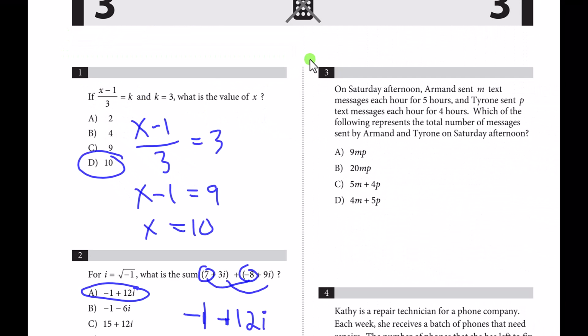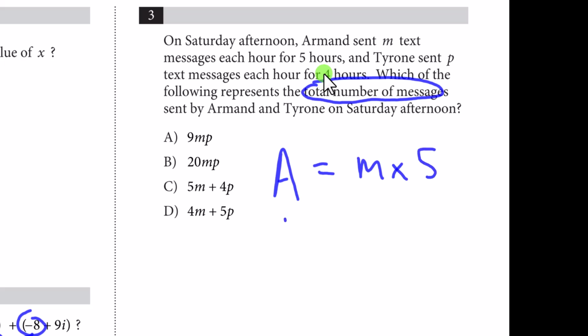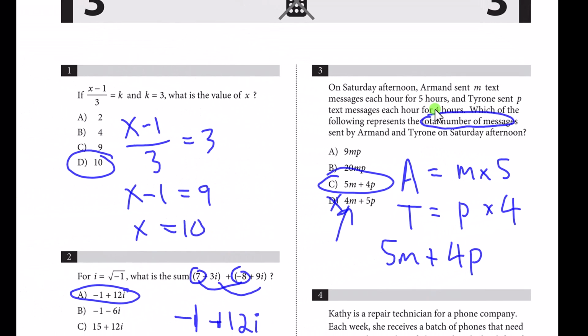Question number 3. You have Armand sending 5 text messages each hour for 5 hours. Tyrone is sending p text messages for 4 hours. What is the total number of messages that they both send? Okay, these are very busy people. We got Armand is going to be m times 5. Tyrone is going to be p times 4. And we're just going to kind of move this around. So it's 5m plus 4p, and that's going to give you C. You'll note here that this is very close, but that is the wrong answer.